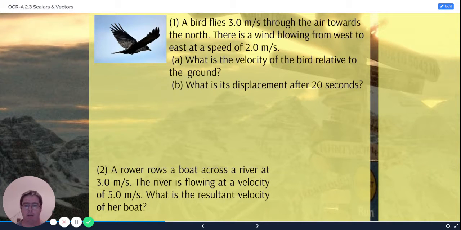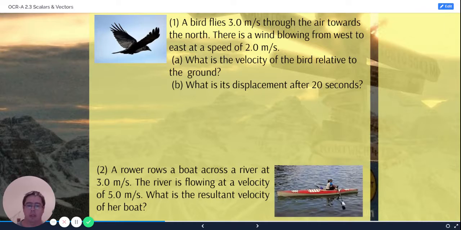Same question: a rower rows a boat across a river at 3 meters per second. The river is flowing with a velocity of 5 meters per second. She's rowing directly across stream, well, that's what she's aiming to do. What's the resultant velocity of her boat? Page 34 is where you've got space to answer those questions. So have a go at those, please, folks. We'll talk them through in a minute. Pause your video and then we'll talk them through.